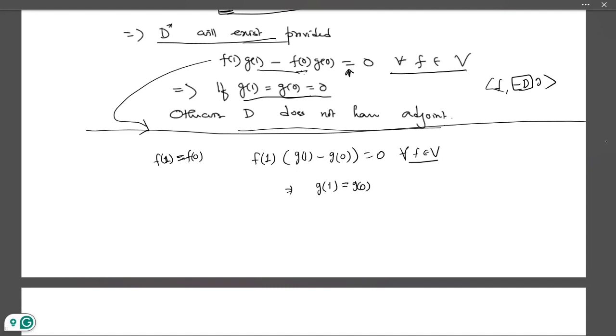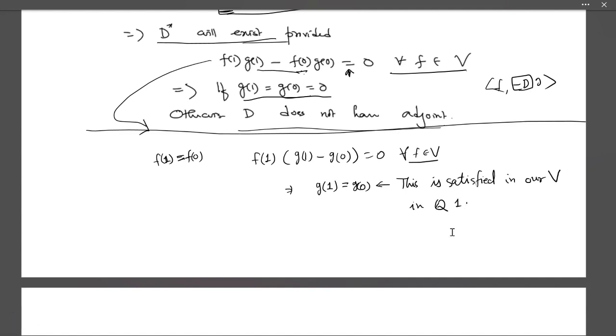Basically, they are same. G of 1 and g of 0, they are also same. Good. And this condition is satisfied in our V. In question 1.